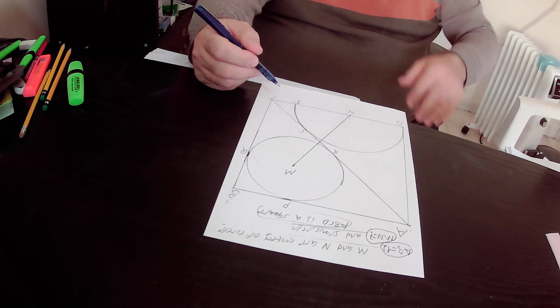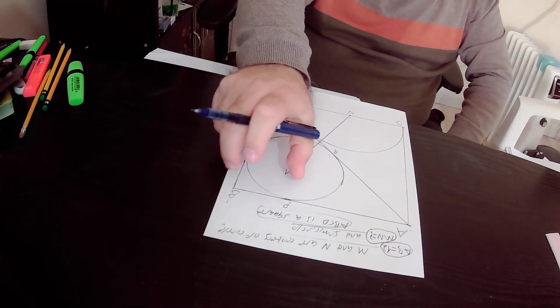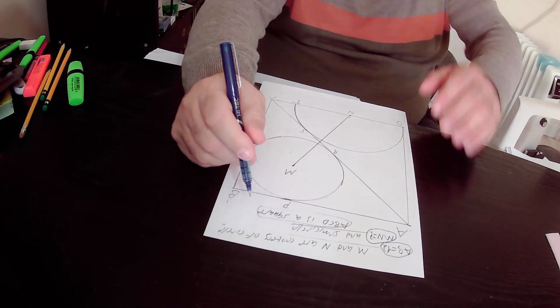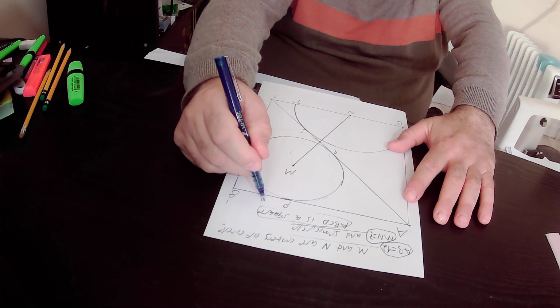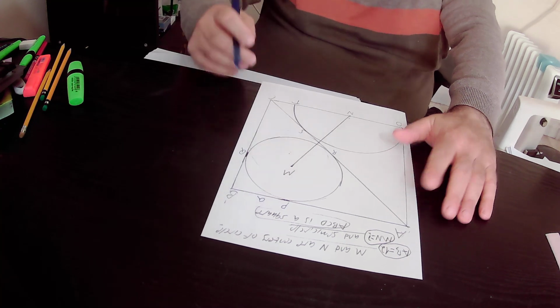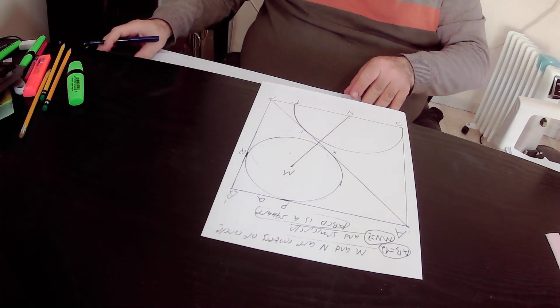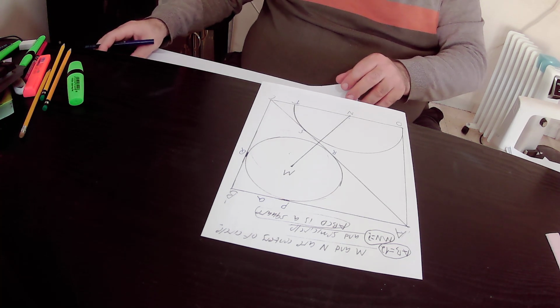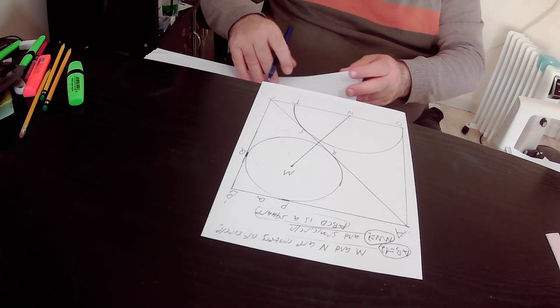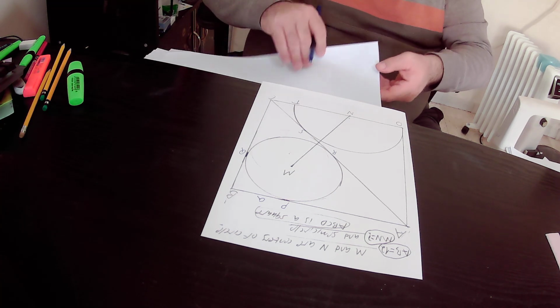And we will define the length of line segment PB as A. So actually, according to our definition, PB equals A.